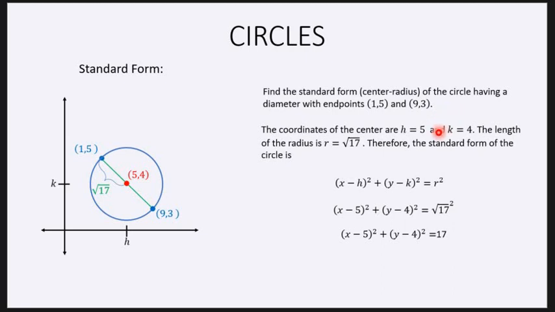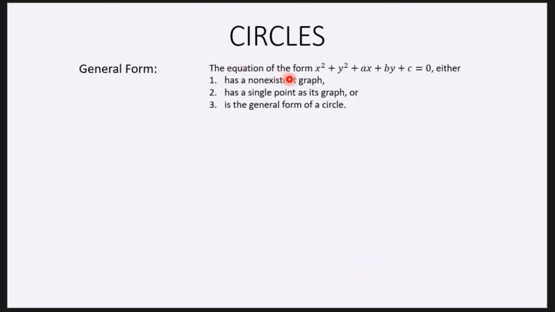Let's take a look at one last form of the equation of a circle. This is called the standard form, or the center-radius form. There's another form called the general form. The equation of the form x squared plus y squared plus ax plus by plus c equals 0 either has a non-existent graph, meaning you can't graph it. That's the case where you have an imaginary radius. Or has a single point as its graph. If it has a single point as its graph, that means the radius is 0 actually.